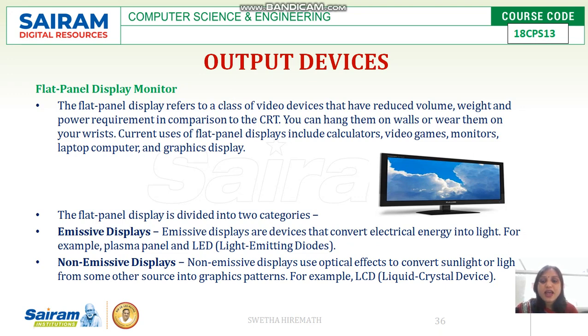Flat panel display monitors refer to the class of video devices that have reduced volume, weight, and power requirement when compared with the CRT. You can hang them on the walls or wear them on your wrist. For example, calculators, video games, digital watches, monitors, laptops, and graphic devices are all examples of flat panel display monitors. There are two types: one is emissive displays and the other one is non-emissive.